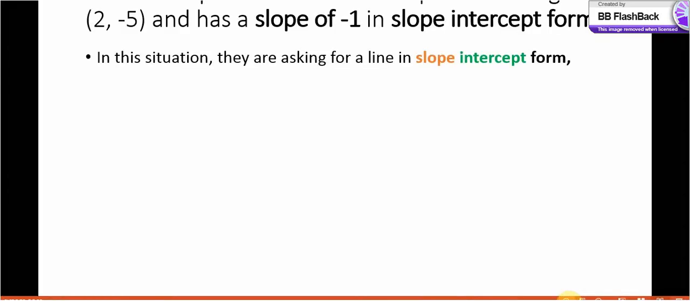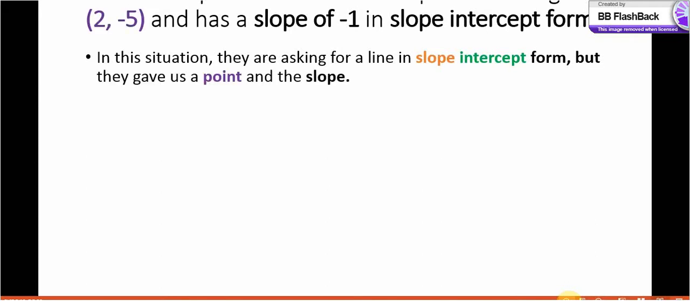Alright, in this problem we're asked to write an equation for a line that passes through (2, -5) and has a slope of -1. And we're asked to do this in slope-intercept form. In this situation, they're asking for a line in slope-intercept form.